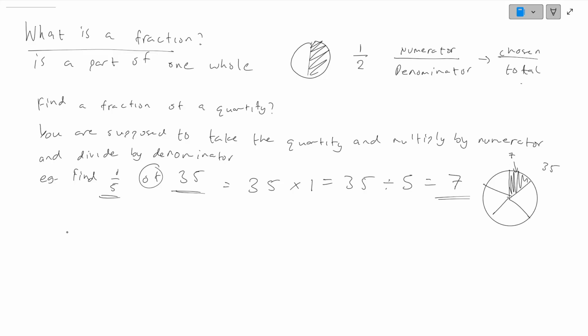Let's do one more example. Find 2/7 of 28. And so we take the quantity, multiply it by the numerator, get 56, and then we divide it by the denominator, which will give us 8. Therefore, 2/7 of 28 is equal to 8. And with that same example of a pizza, if the pizza was cut into 7 pieces, then 2 of those pieces would represent 8 if the entire pizza represents 28.